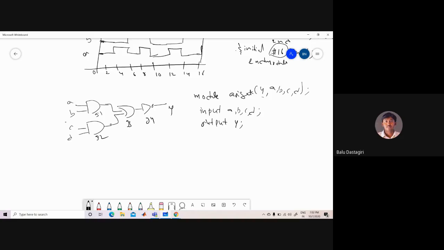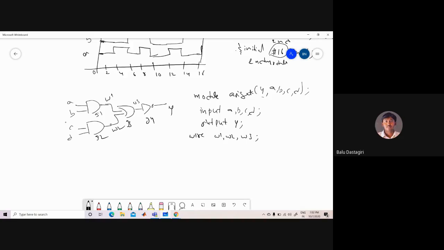After specifying the output Y, next specify the wires. Here there are three wires: one connecting G1 to G3, one connecting G2 to G3, and one connecting G3 to G4. So specify the wires W1, W2, and W3. Wire W1, comma W2, comma W3.